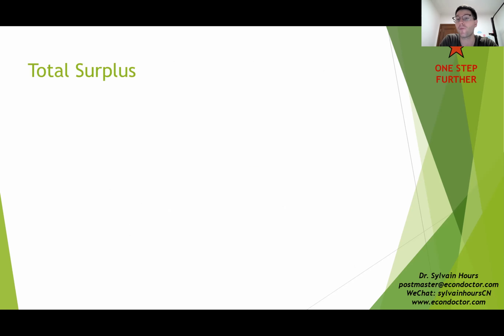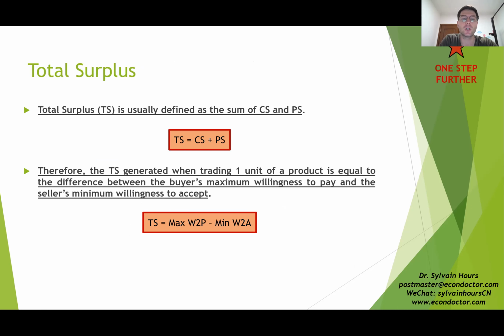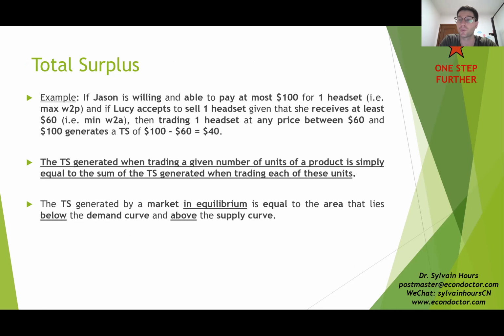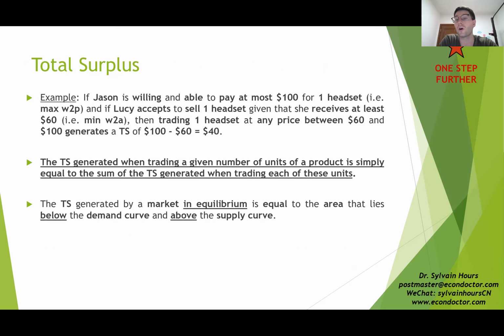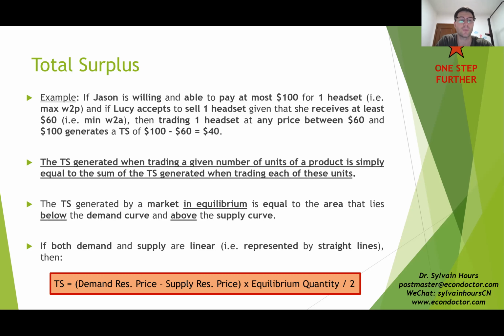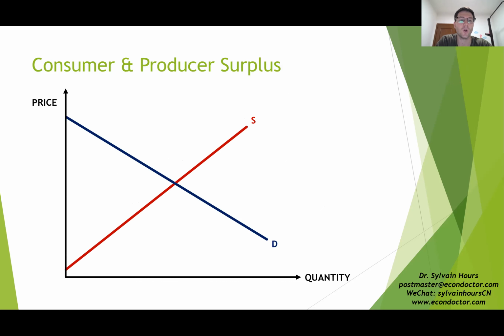But this is one step further. You see that I have included some slides on total surplus, but I don't advise you to go through these slides with your students, because the total surplus is not something that is tested in the AS syllabus. If you want to, why not? But I would rather advise you to introduce total surplus when you start A2 and when you talk about allocative efficiency. And that's going to be a good opportunity for your students to review what they know about consumer and producer surplus in A2.